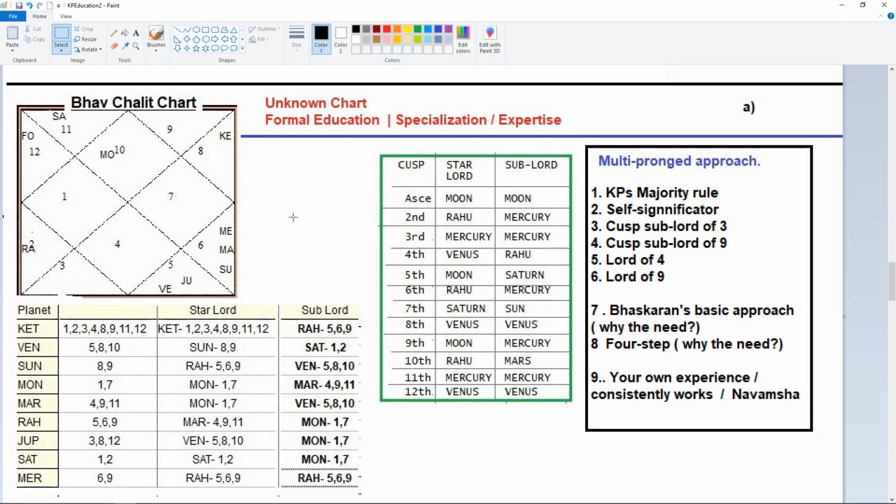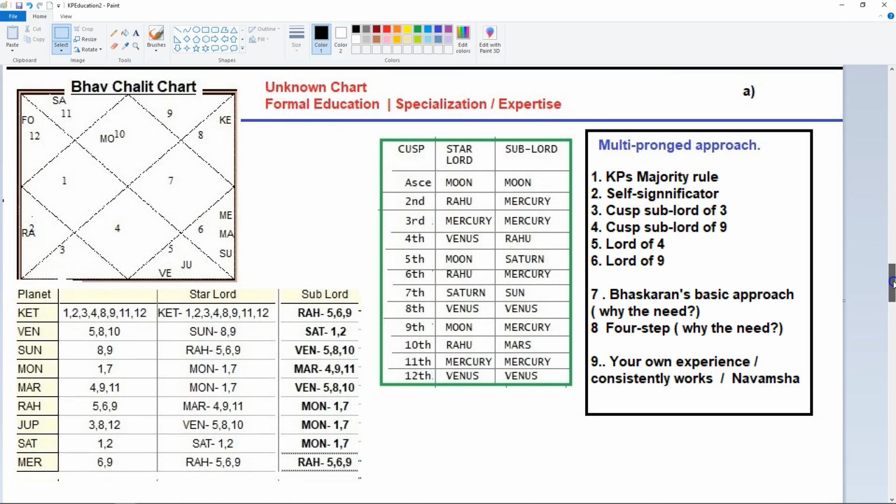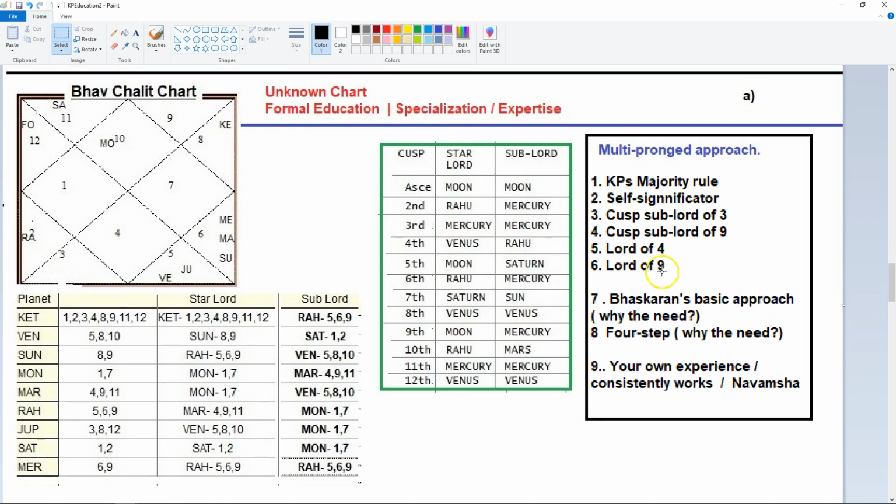So in this unknown chart, we are trying to judge the strength of the formal education. For formal education, we know that houses 4, 9, 11 are the houses that would usually give a nice and good formal education without much issue. So if you look at each of these planets and at what signification they have for 4, 9, 11, you will see there is a fairly good number of planets signifying 4, 9, 11. So you get the picture that the owner of this chart will have a decent formal education. But is this sufficient to make you confident about it?